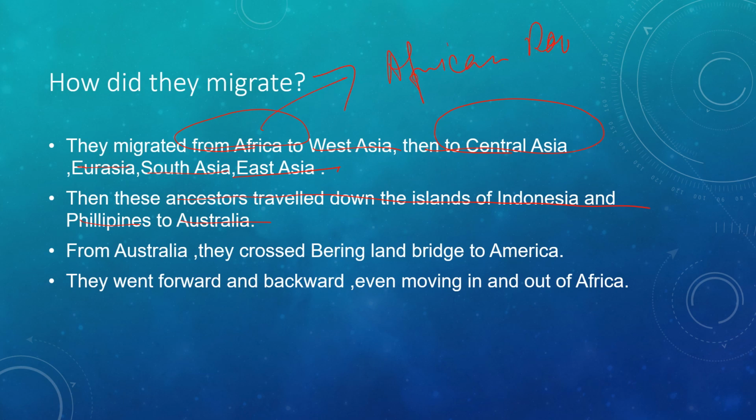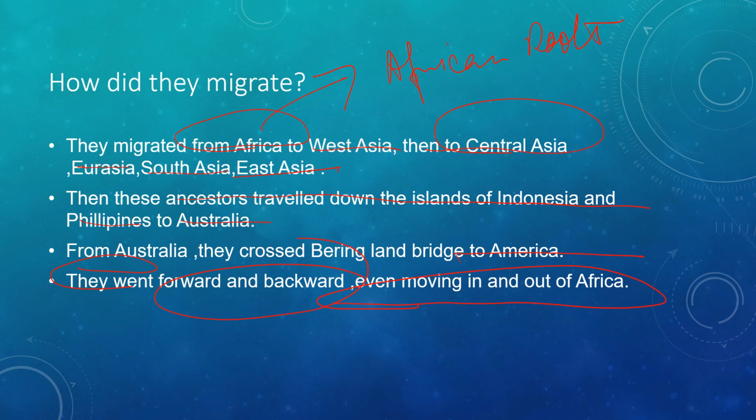We can say that the genetic footprints of humans can be traced back to African roots. So it has been traced in Africa, then to Central Asia, then to Eurasia, South Asia and so on to East Asia. Then these ancestors traveled from Indonesia and Philippines to Australia. From Australia they crossed the Bering Land Bridge to America. They went forward and backward, moving in and out of Africa.